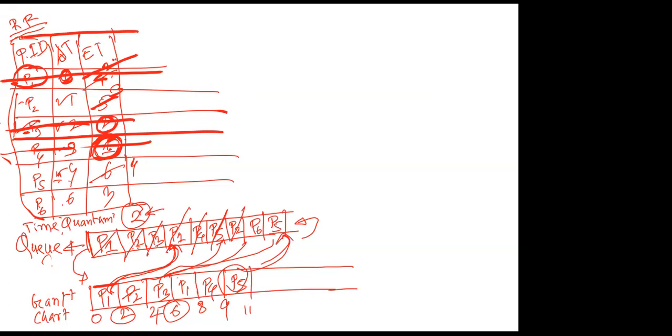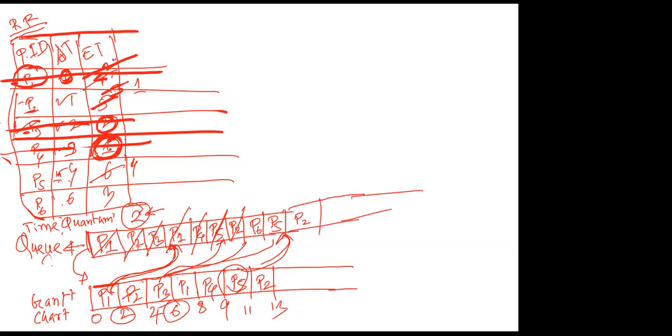Sorry, then P2. P2 needs 3 time units, so it will complete 13, and it needs another 1 time unit to complete its execution. Again, it is not complete, so P2 goes back to the queue again.